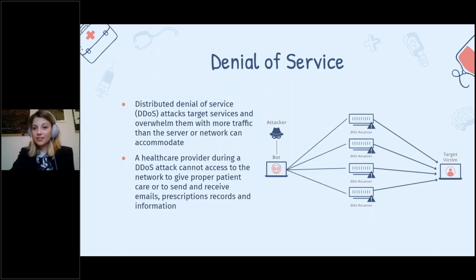Now let's talk about denial of service in the healthcare sector. Distributed denial of service attacks are a popular tactic, technique, and procedure used by activists and cybercriminals to overwhelm a network to the point of inoperability. And this can pose a serious problem for healthcare providers who need access to the network to provide proper patient care or need access to the internet to send and receive emails, prescriptions, records, and information. And while some DDoS attacks are opportunistic or even accidental, many target victims for a social, political, geological, or financial cause related to a situation that angers the cyber threat actors.